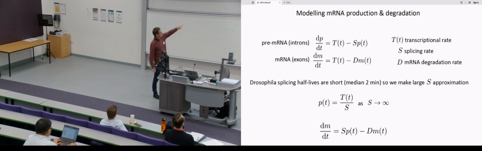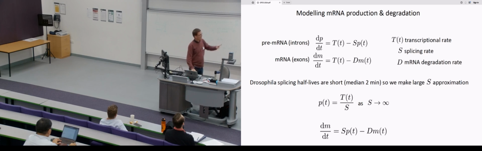So we have these 2 linear differential equations, but splicing is quite fast. So we do something which physicists might call adiabatic elimination. We have 2 different time scales. The half-life of the splicing is fast, so we can simplify things. And in the end, the production of the mRNA is proportional to splicing times the pre-mRNA, and then there's a degradation term at the end. So it's a linear differential equation.